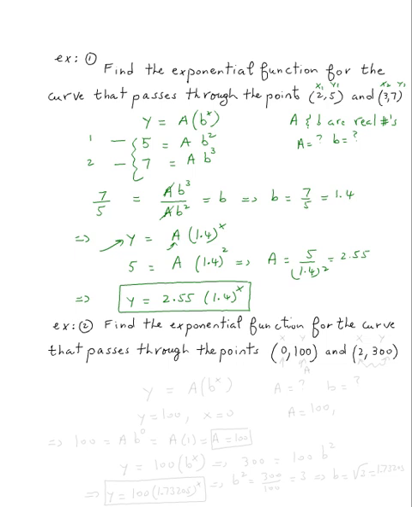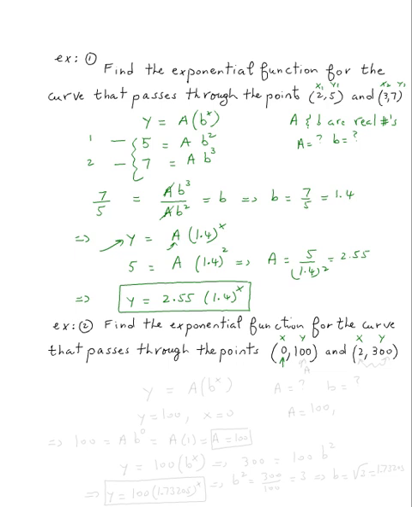Now for example 2, it's the same question. We need to find the equation of the exponential function that crosses these 2 points. So we know when x is 0, y is 100. When x is 2, y is 300. The difference between this example and example 1 is that here we have an x that's 0. So this problem is a little bit easier than example 1.